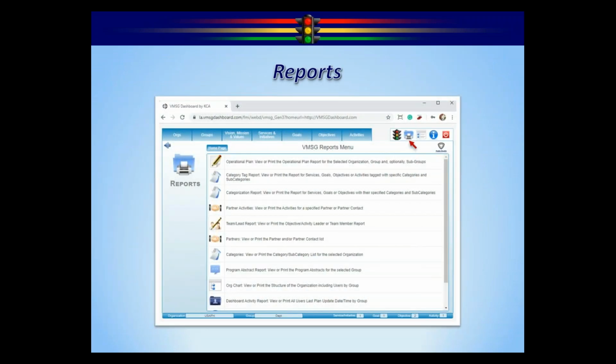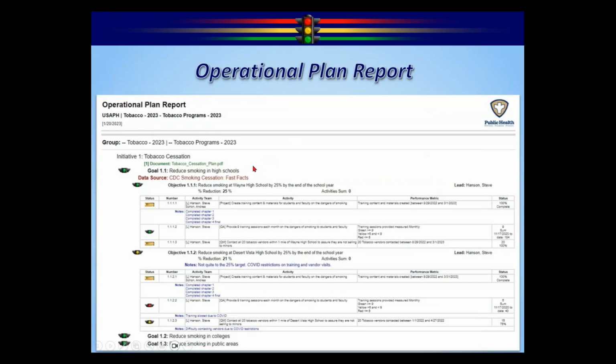Lots and lots of reports in the system. We go into great detail on performance monitoring in training that we'll do a couple of times out from here. But the most common report, probably 80, 90% of the time, is this operational plan report. In the case we're talking about today, it would look like this. You've got the group Tobacco 2023.